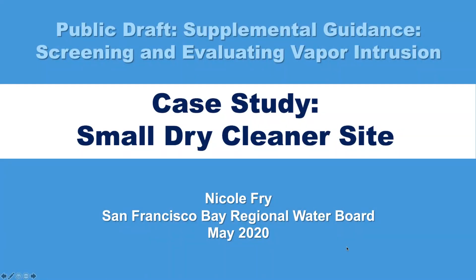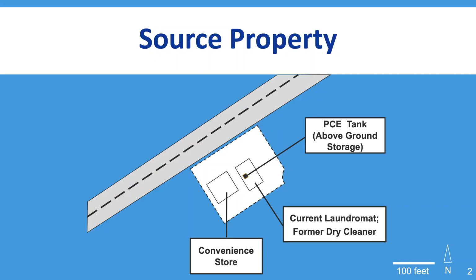I'm a risk assessor from the San Francisco Regional Water Board, and today I'll be going through a small dry cleaner case study. The source property is shown here. It currently contains a convenience store as well as a laundromat. The laundromat is the location of a former dry cleaning business where tetrachloroethylene, or PCE, was released. Subsurface staining in the building suggests that there was a release to the subsurface directly below the building's slab.